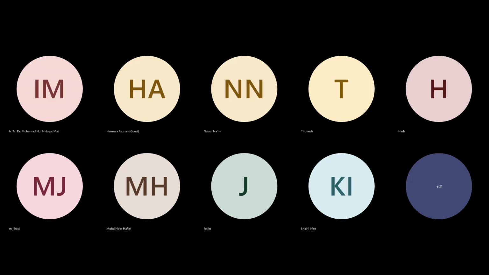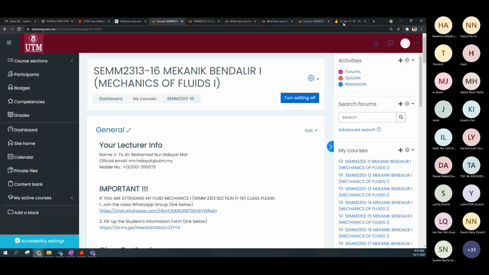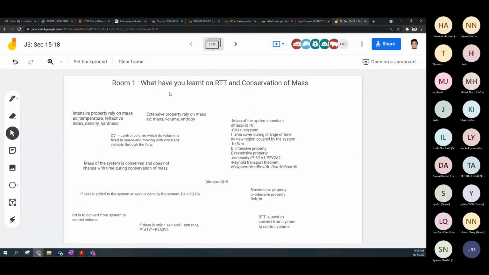All right, class, time's up. All right, I can see now. What have you done? Okay, let's review. Room 1. Intensive property does not rely on mass, correct? If there is only one exit and one entrance, yes, you can use this. This is rho AV, all right, not pressure. RTT is used to convert from system, yes, correct.